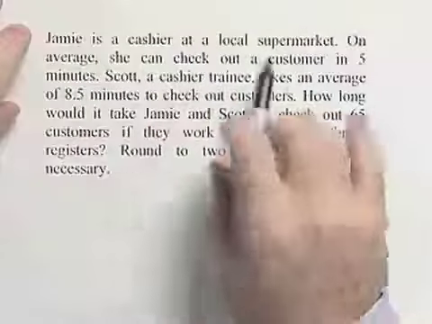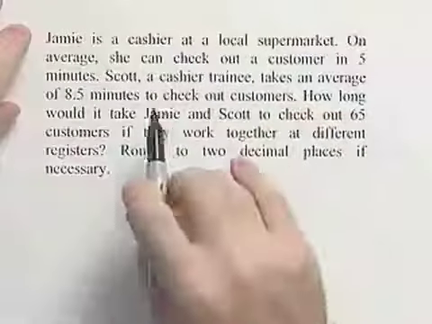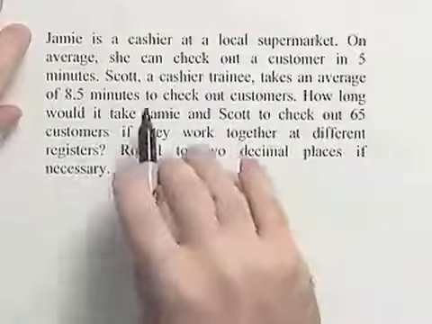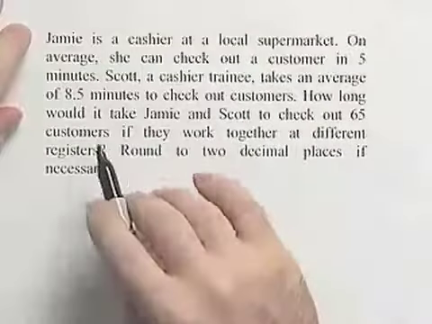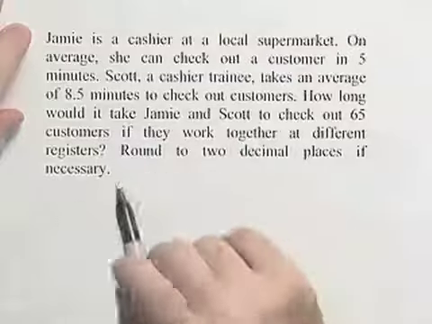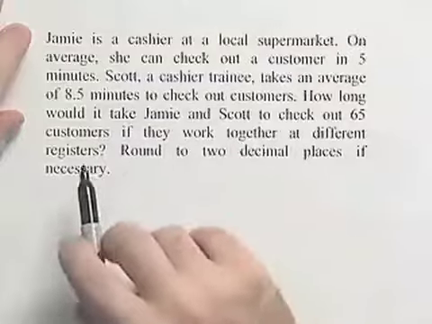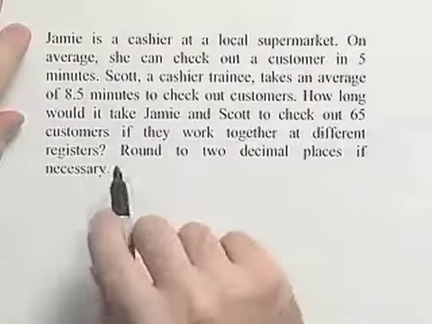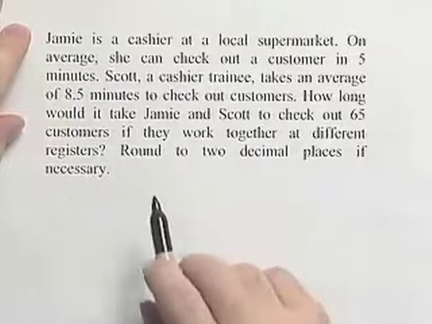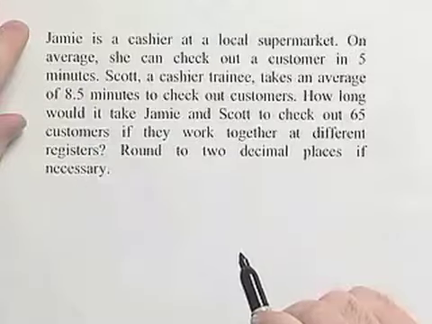For this problem, we're going to deal with an applied problem involving constant rate of work. We have Jamie as a cashier at a local supermarket. On average, she can check out a customer in 5 minutes. Scott, who's a cashier trainee, takes an average of 8.5 minutes to check out customers. How long would it take Jamie and Scott to check out 65 customers if they work together at different registers? We want to round our answer to 2 decimal places if necessary.